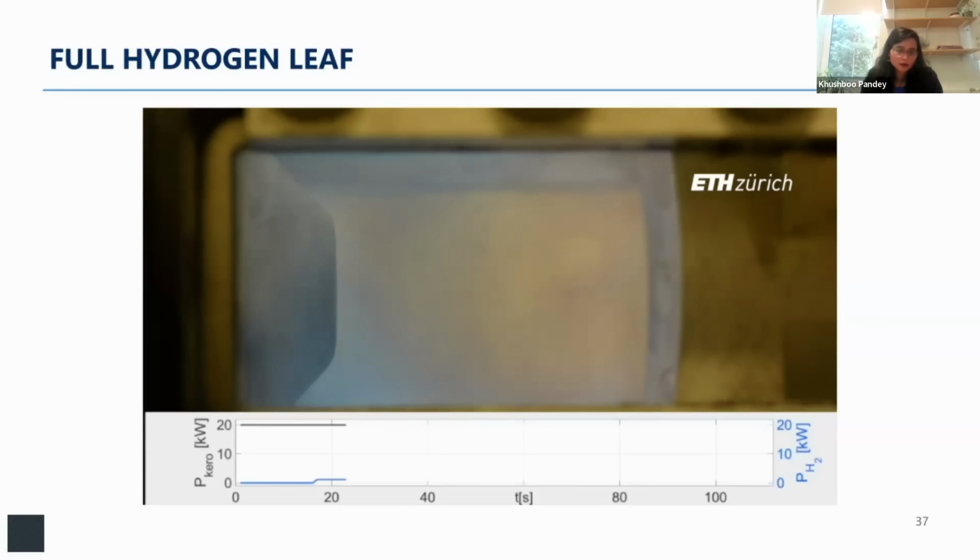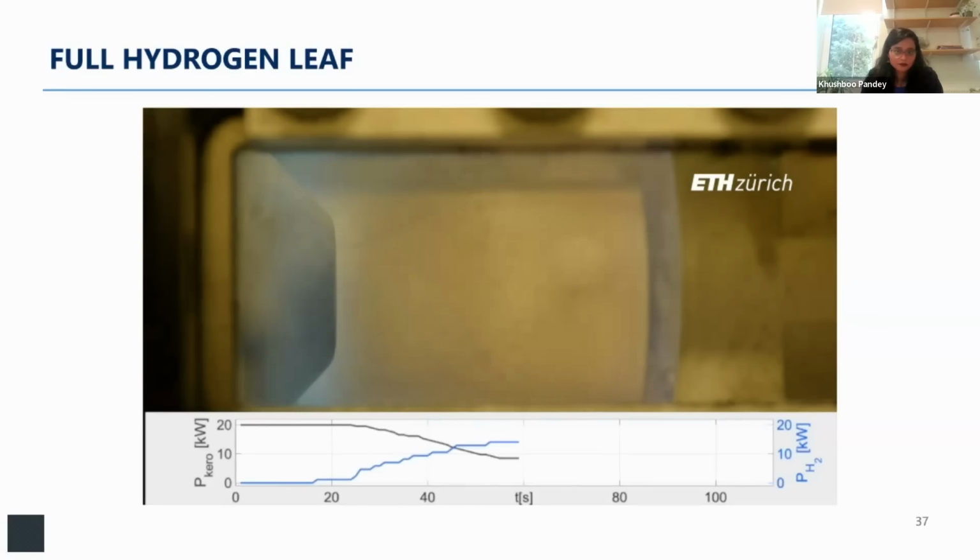And in operation, we were changing both. We are putting the kerosene power down and simultaneously increasing the hydrogen power. And this is the moment where the hydrogen power becomes higher than the kerosene power. And we were able to achieve full hydrogen leaf operations. The flame is barely visible given hydrogen's luminosity, but moving forward.